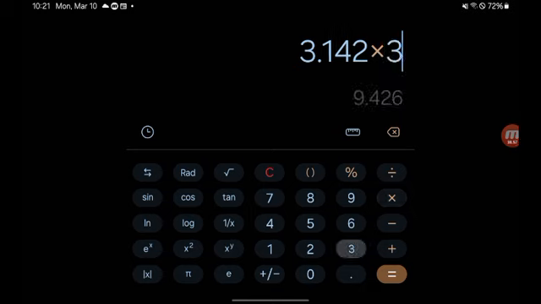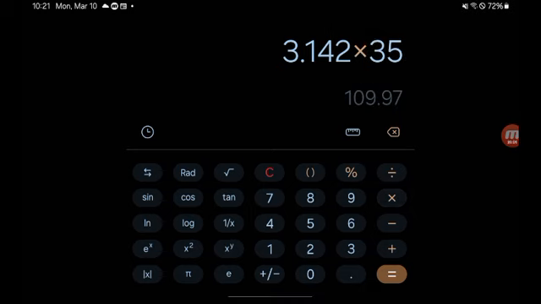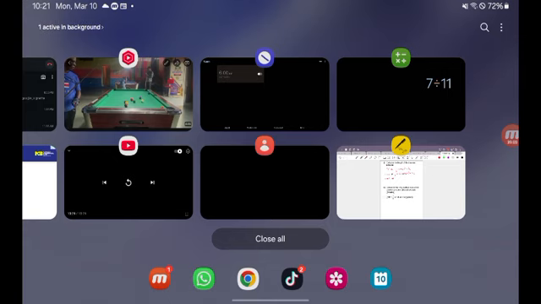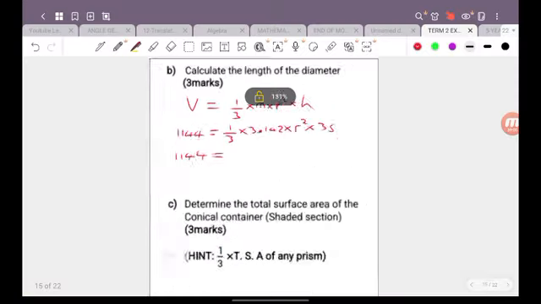3.142. Let's clear this screen here. Oops, that's 3,142. 3.142 multiplied by 35 is 109.97. Let's go back to our page here.